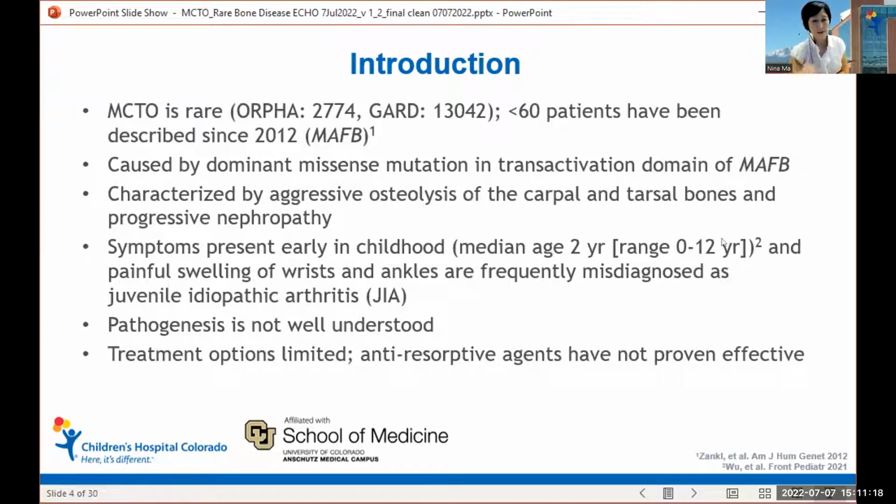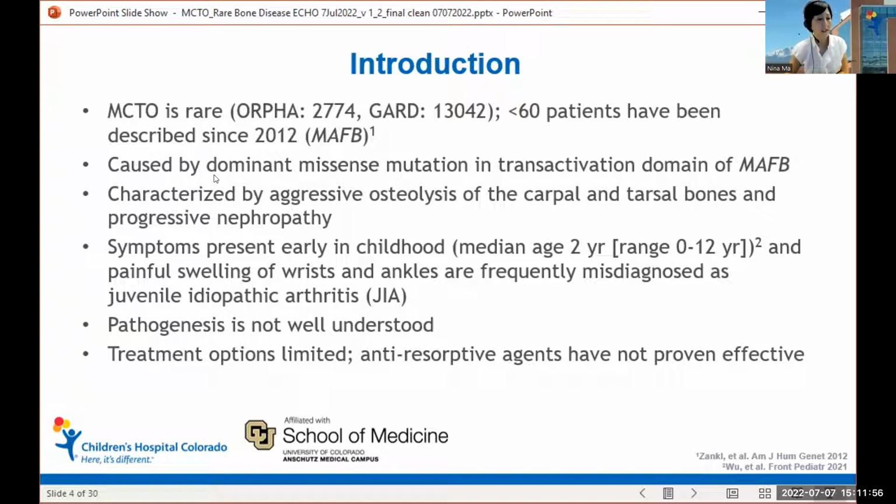So this is an introductory slide. It provides a 20,000-foot view of MCTO to really help people get familiar with this rather rare condition. The actual incidence and prevalence of MCTO is not known, but it is exceedingly rare. In 2012, Zankel and colleagues identified MAFB as the causative gene of MCTO. And since then, which is now about a decade ago, less than 60 patients have been reported globally in the published literature.